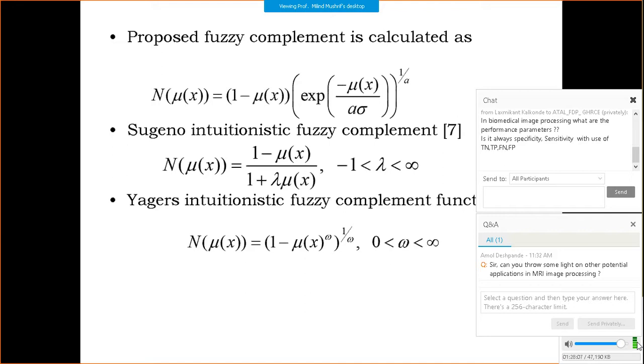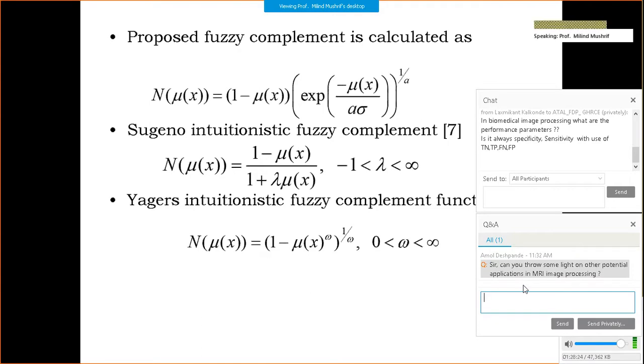So a lot of research is going on these images. Segmentation is just a pre-processing step for doing further analysis. So a lot of scope is there, and a lot of research work is also going on.